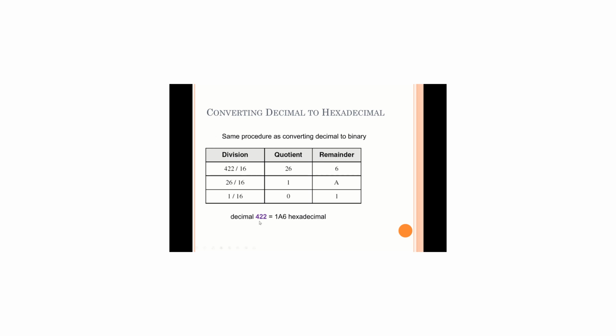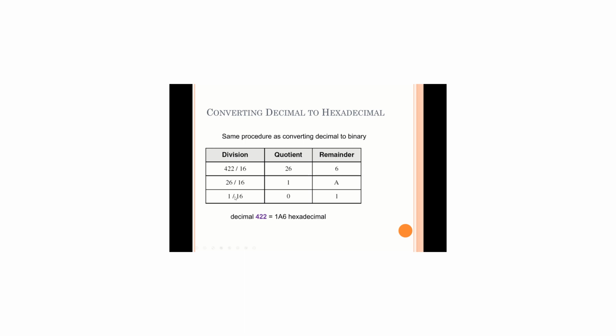So let's say we have the number 422. Let's divide that by the number system base, which is 16. You get a quotient of 26 and a remainder of 6. Then you take 26 and divide that by 16, you get a quotient of 1, and the remainder is 10, which is the letter A.